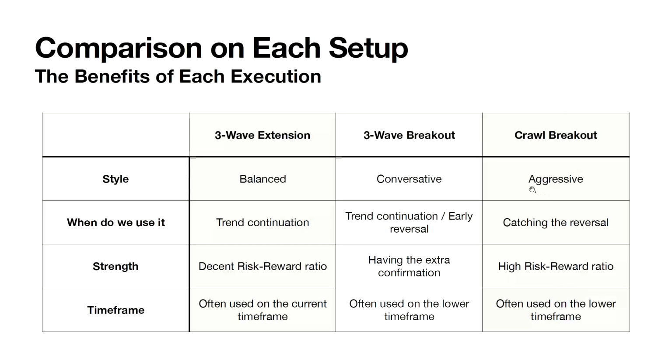To me, the crawl breakout is definitely more aggressive because why? We're looking at a reversal, right? A reversal trade is naturally going to be a bit more aggressive because you are looking at the first U-turn. If you are doing the trend continuation, of course, it's a little bit more conservative, because the market has already more or less proven to you that it's going in the direction. Some of the pros here, of course, you have a decent risk to reward ratio. Crawl breakout, you have a high risk to reward ratio. Why? Because you are looking at the turning point.